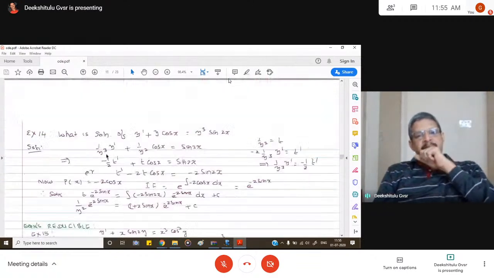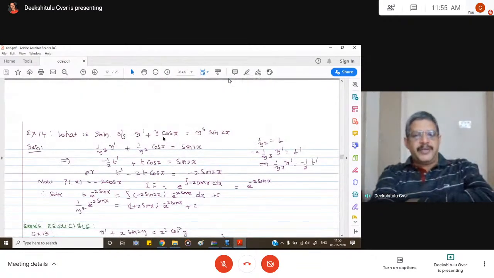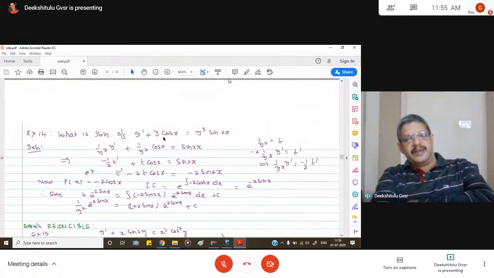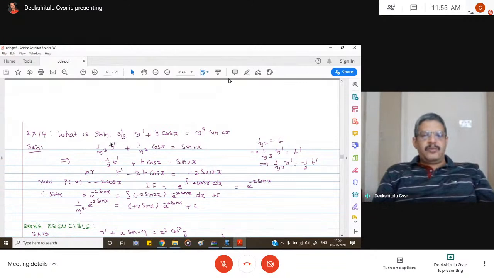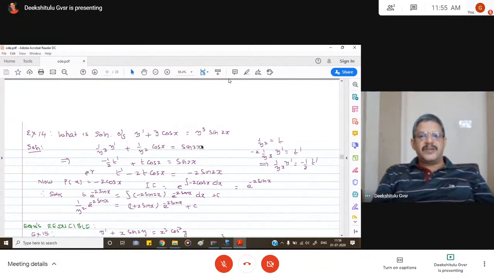What is the solution of y dash plus y cos x is equal to y cube sin 2x? On the right hand side, we have a function of y that has to be eliminated. So divide throughout with y cube. So what do we get? 1 by y cube into y dash plus y by y cube, that means 1 by y square, into cos x is equal to sin 2x. So if you put 1 by y square equal to some t, and differentiate, minus 2 by y cube y dash is equal to t dash.